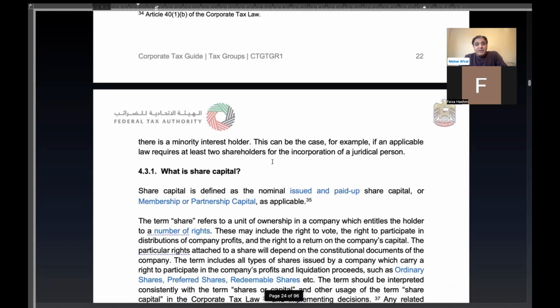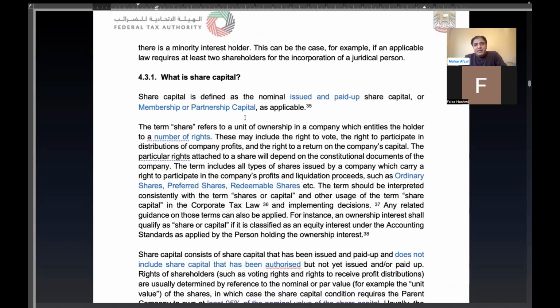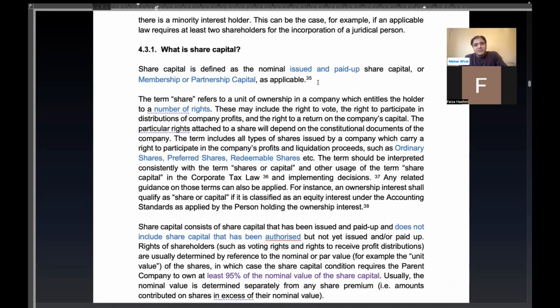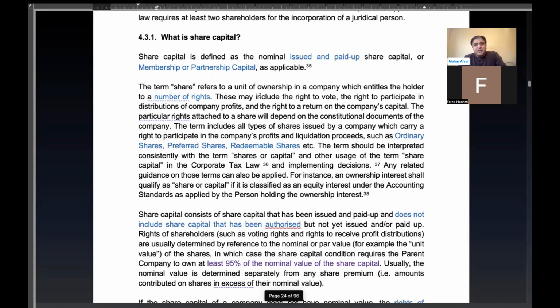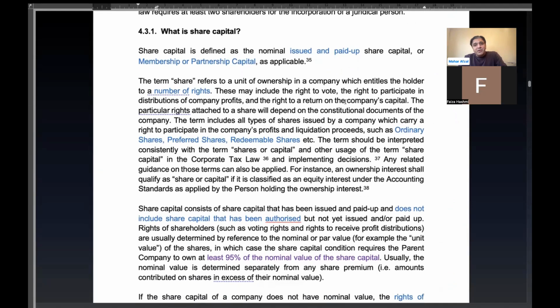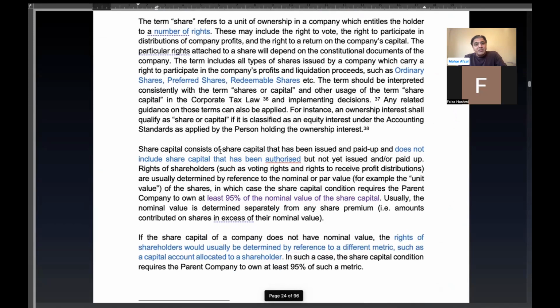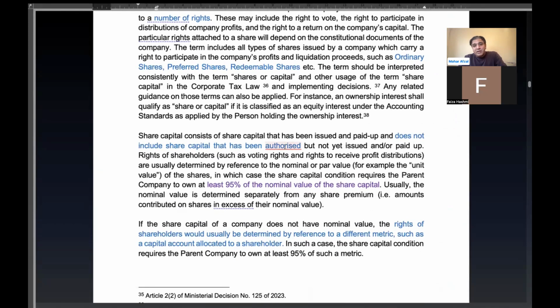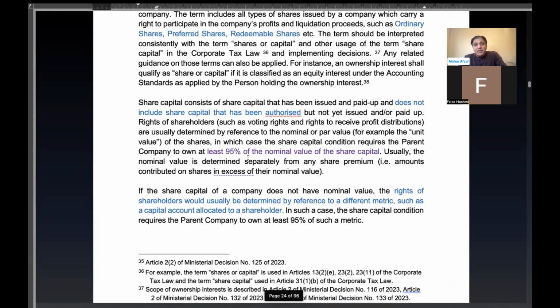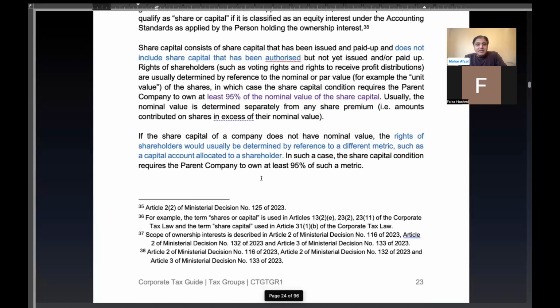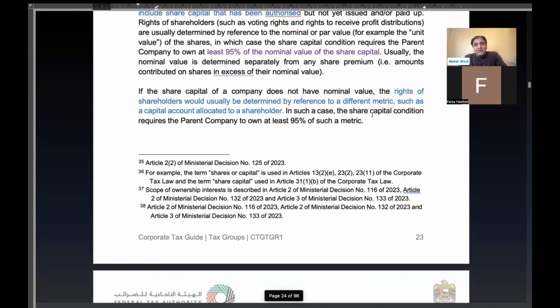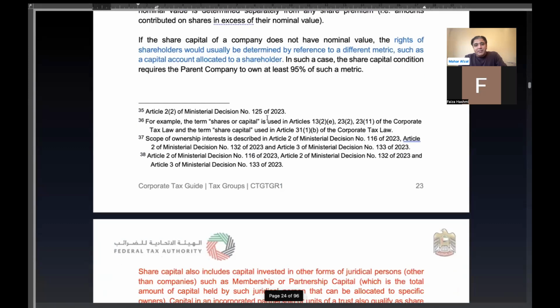So if you are going into a 95% share capital, they have defined share capital can be classified into issued, paid up, authorized membership. Where the number of shares is not given, then you need to ascertain based upon the value. These share capital, including ordinary share, preference share, redeemable share, does not include that which is authorized. Authorized capital is irrelevant. 95% of the nominal value of the share capital, it should be paid up or issued share capital. Then you determine reference to a different metric.